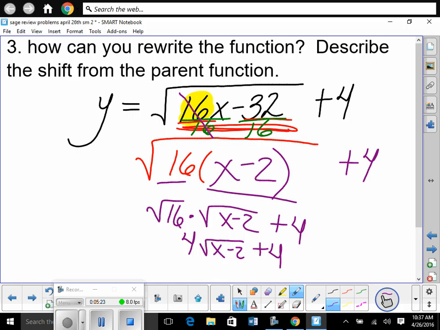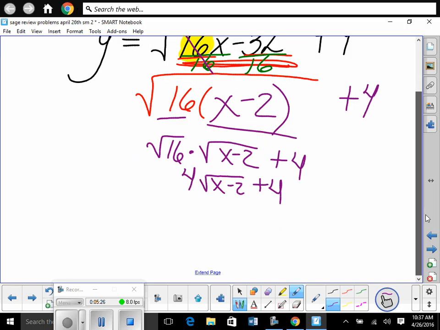So now we can determine the shift from the parent function. Guys, the parent function would be the most basic non-shifted function. It's a square root function. A parent function would be y equals the square root of x for this one, right? So let's determine the shifts in words.